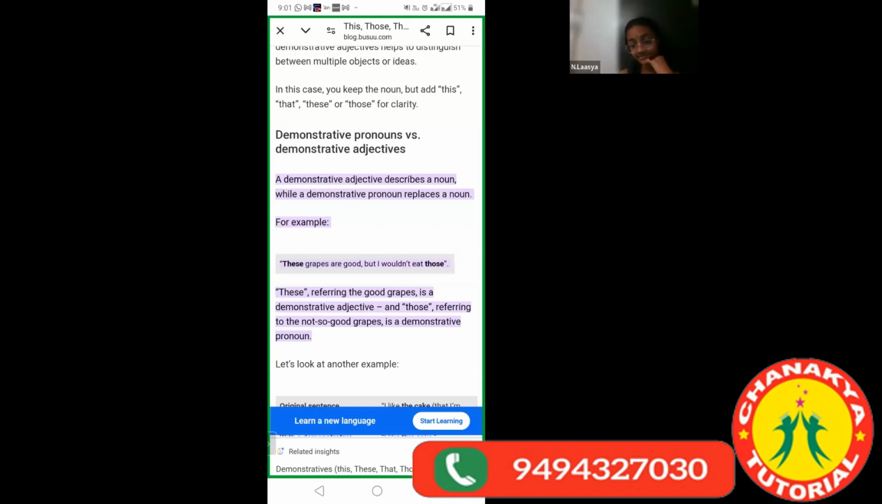Understanding? And I won't eat those. So those are now pronouns. In the sentence, they are not mentioning whether those are bad grapes or good grapes. In the second part of the sentence, listen very carefully. They are not mentioning that those are bad grapes or good grapes, right? But we can understand from the sentence that somebody won't eat those grapes because they are bad, right? In the second sentence, those is representing the noun, right?